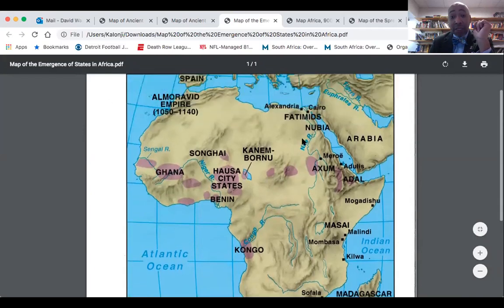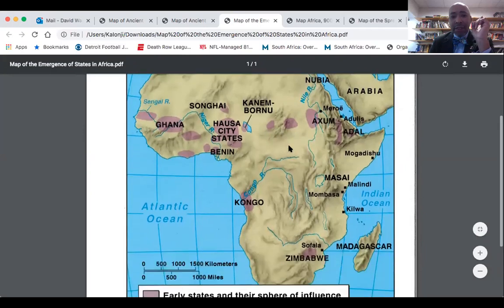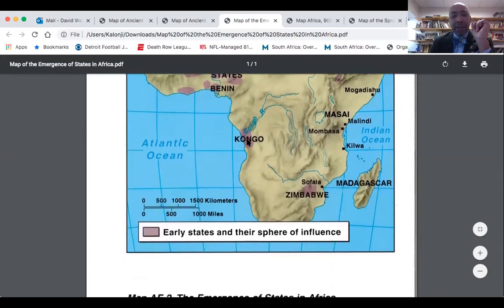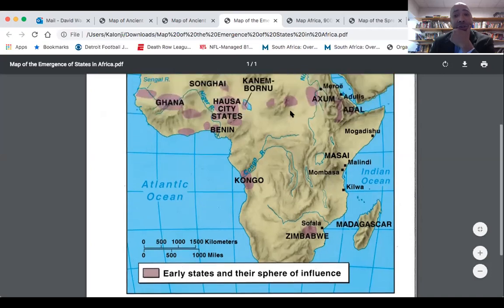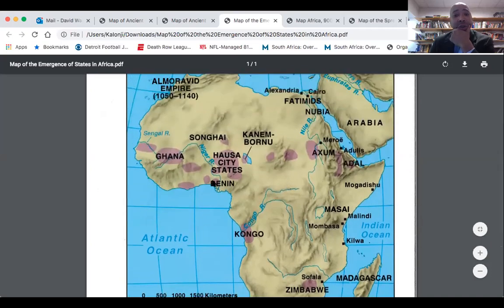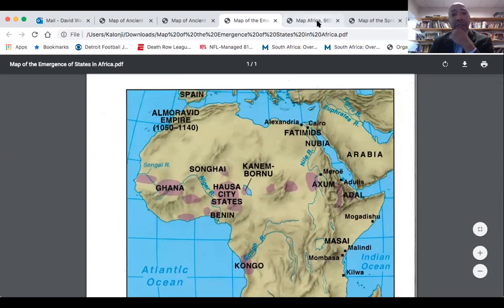Aksum, see, before Egypt. See, they ain't put nothing there. The Hausa city-states before, right? Just think about that, right? Congo, the Bakongo Empire, Great Zimbabwe. So we have Southern Africa, Central Africa, Eastern Africa, Western Africa, right? So all over the continent, all over the continent.